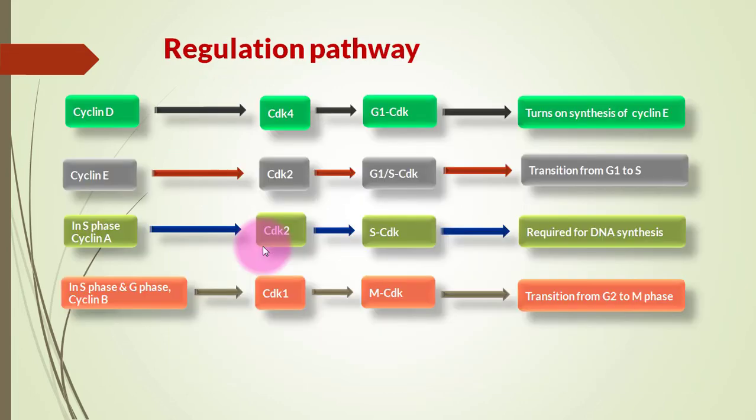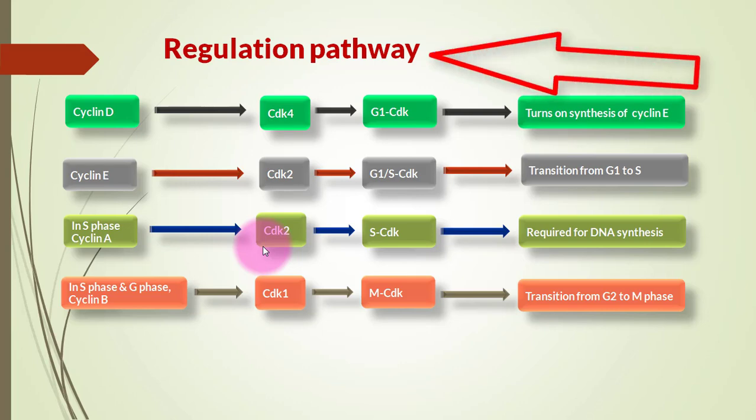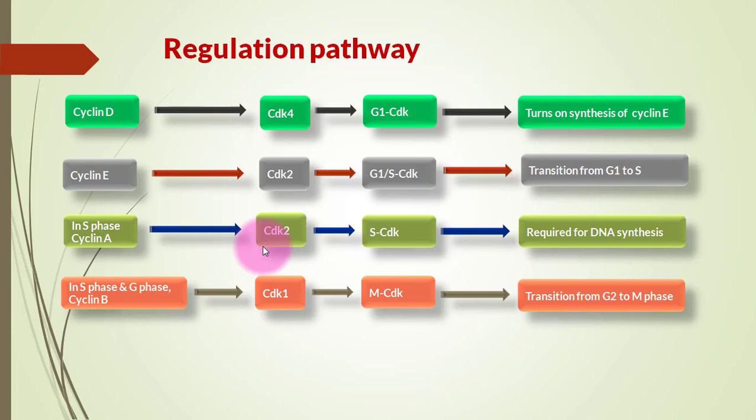Now we go to the regulation pathway. We can talk about it generally first, and after that we go to specific details of the regulation pathway of the cell cycle. So the first point in the cell cycle is the activation of G1 CDK. How does it happen?